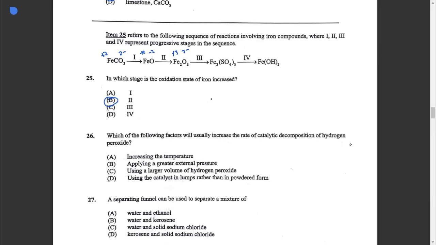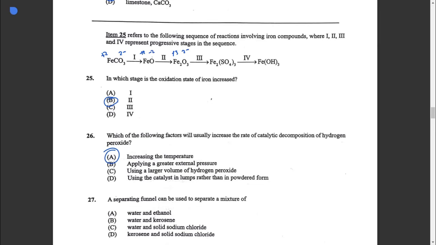Using a larger volume of hydrogen peroxide does not affect the rate of reaction. Using the catalyst in lumps rather than in powder — as a matter of fact, if it were the reverse, then we would have to consider it, right? If we increase the surface area, we know that the rate of reaction will increase because of the larger surface area that is available. So the best answer is A, increase the temperature.